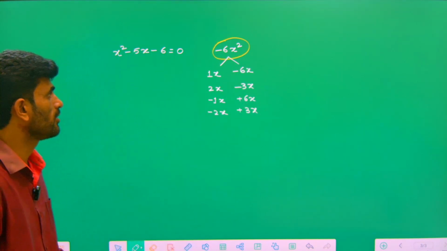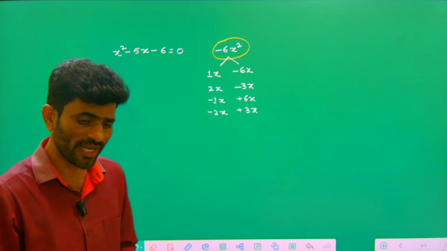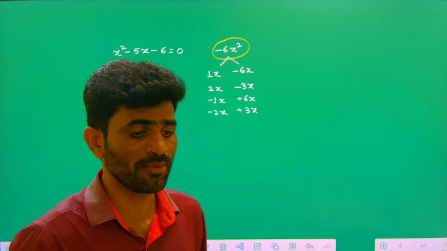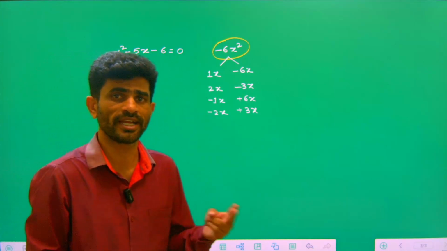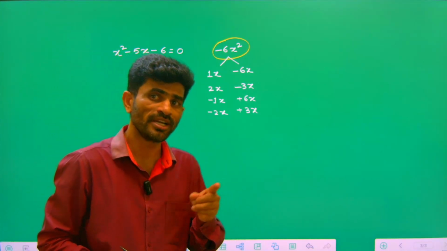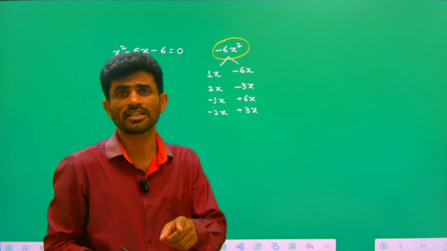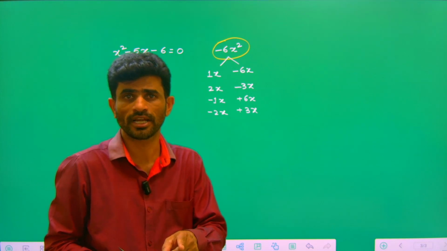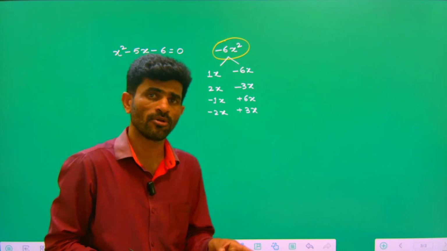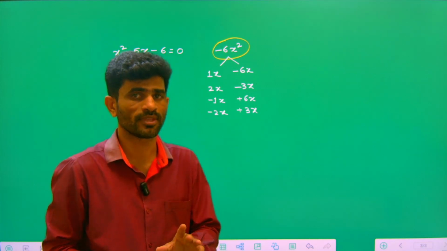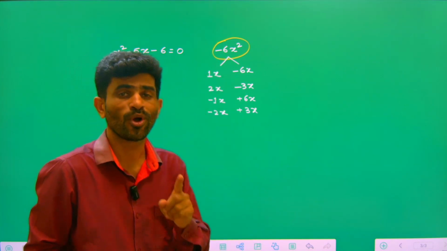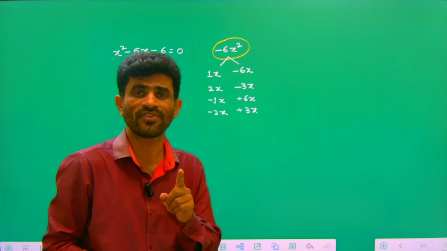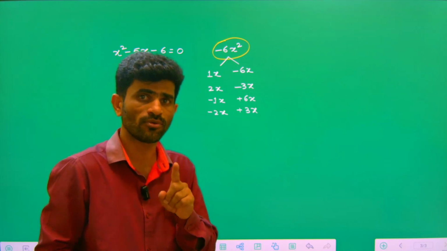How do we identify? Why did we take one positive, one negative? Because product is negative. It is very important. When product is positive, both should be positive or both should be negative, depending on the middle term. If middle term is negative, both the factors should be taken negative. If middle term is positive, both the factors should be taken positive. That is when product is positive. If product is negative, one of the factors should be negative, one factor should be positive.